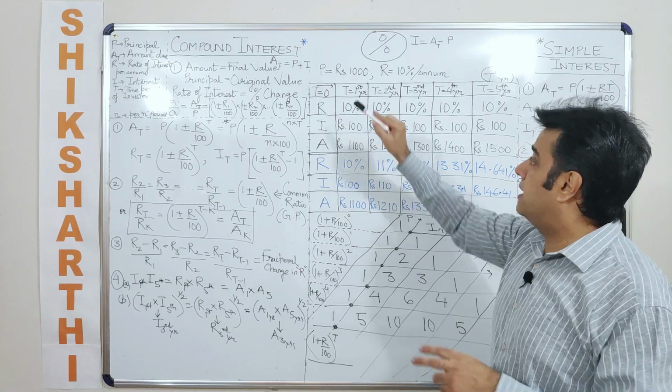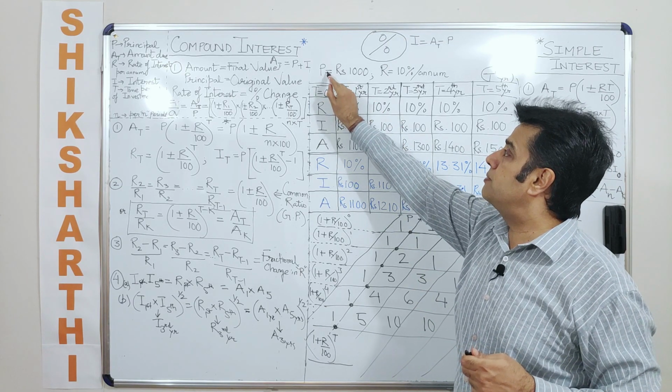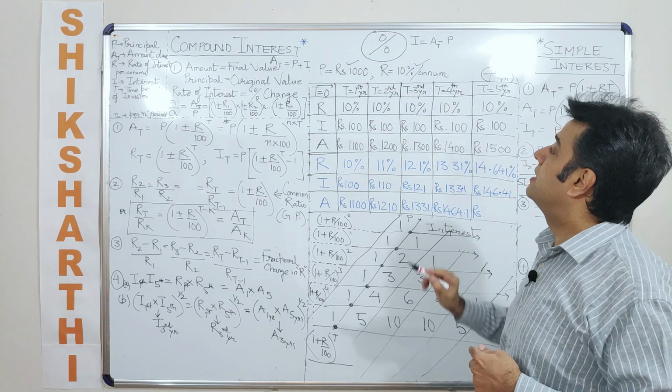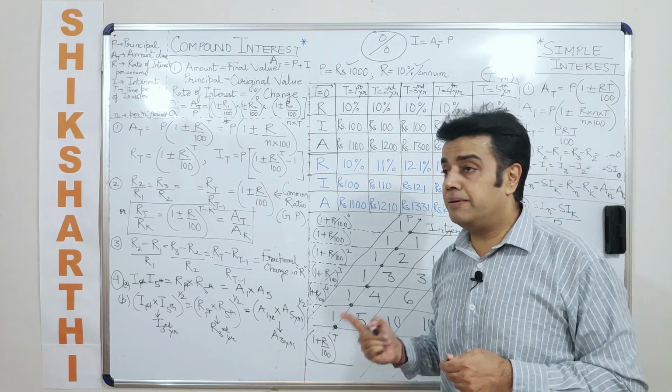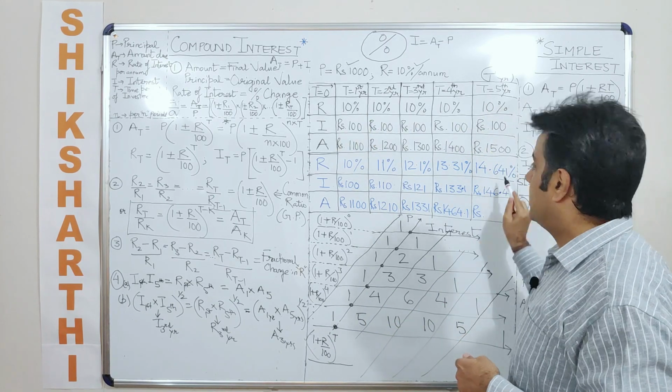Right? So I have assumed that the initial investment, which is the principal amount of investment, is 1000 rupees. The rate of interest is 10% per annum. And then what I have done here is I have drawn a table.